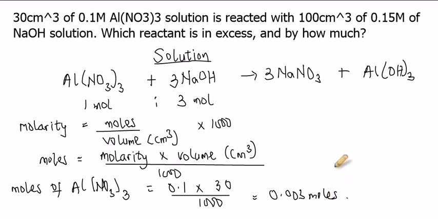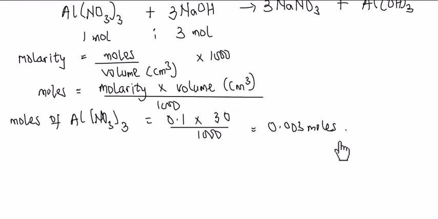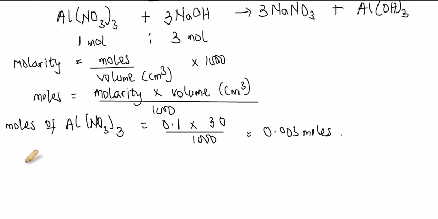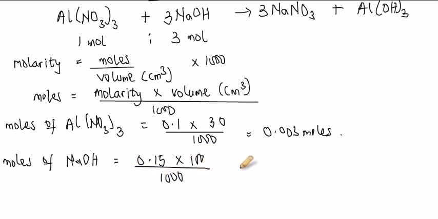Now for the second reactant, which is sodium hydroxide solution, we'll have to determine the number of moles as well. So to do that, using the formula above, we just say moles of sodium hydroxide equals the molarity, which is 0.15, times the volume 100 divided by 1000, and this gives 0.015 moles.